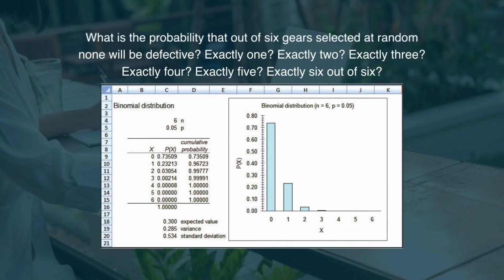And what is the probability that out of 6 gears selected, a random none will be defective. So this is the way by which we have calculated with the help of the formula.